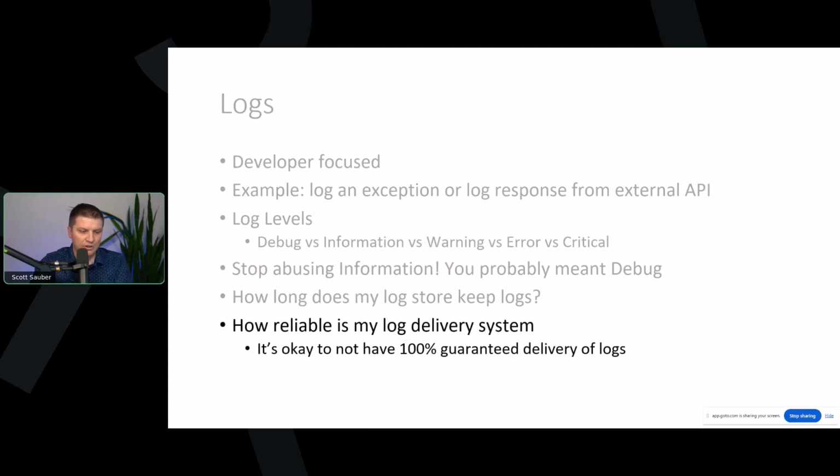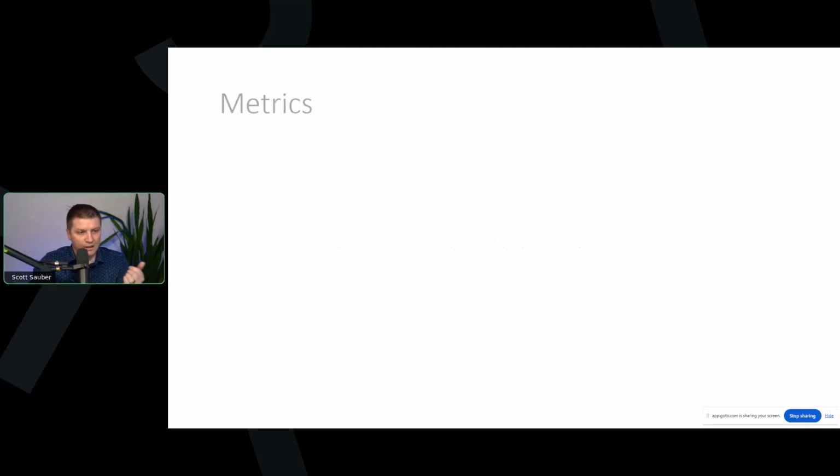So you need to think about whether it's okay to not have 100% guaranteed delivery of logs. For an exception, that's probably okay, or debug, that's probably okay, but for HIPAA logs, that's not okay. And so that feeds us into metrics next. There are really two types of metrics.